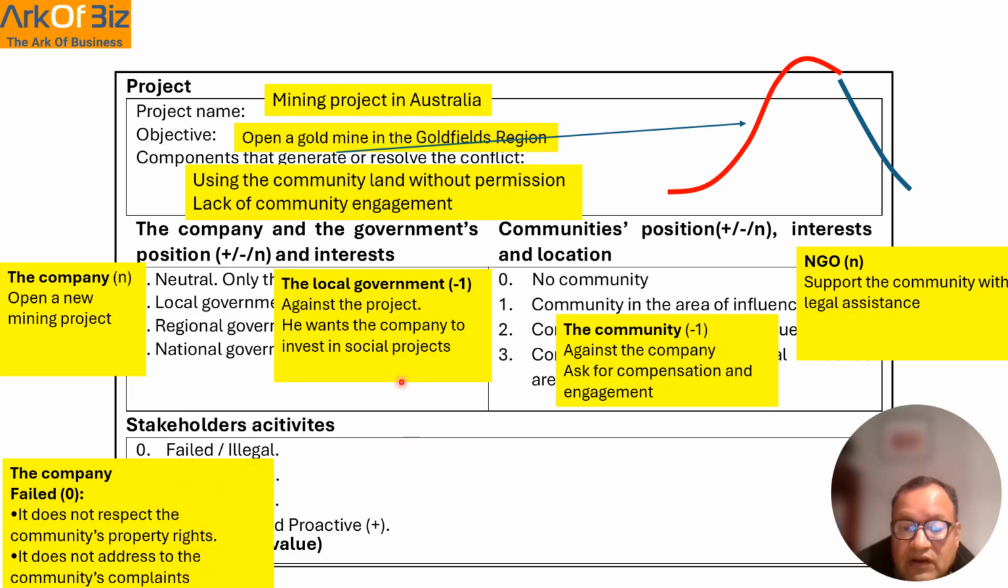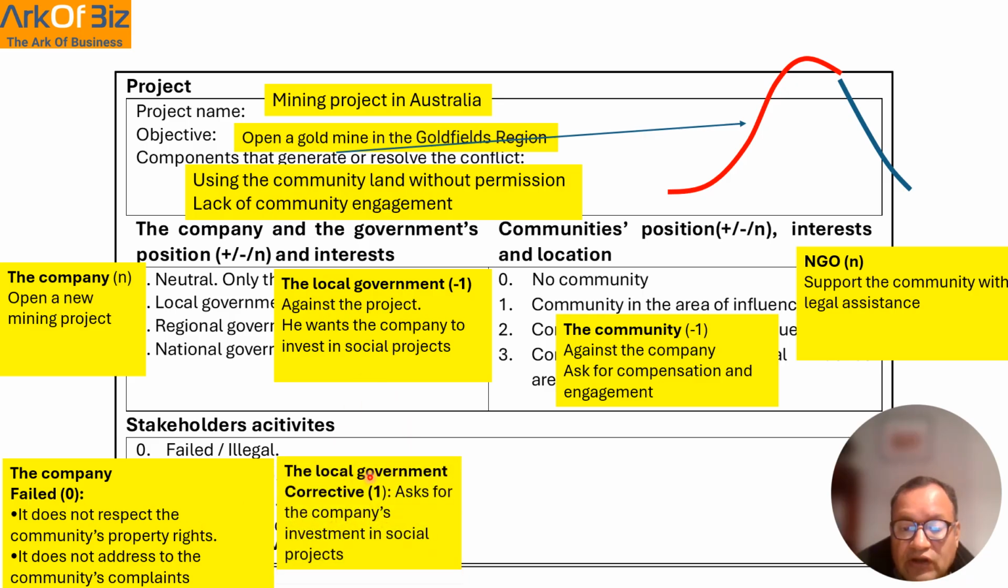And let's go to the local government activity. If you analyze, it is a corrective activity. They ask for the company's investment in social projects because the company has a lack of community engagement, and the local government, or the mayor, asks for the company's investment in social projects. This is an attempt to improve the community engagement.